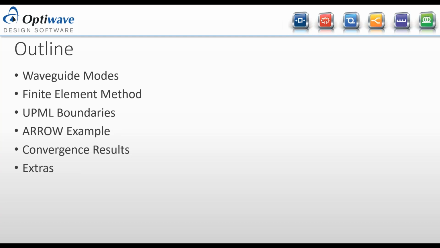Then we'll move on to the ARROW example, and I'll show you the results and how to do it in OptiMode. And then I'll display the convergence results, and if there's time remaining at the end, I'll show some extra content depending on how the presentation is going or where we're going.